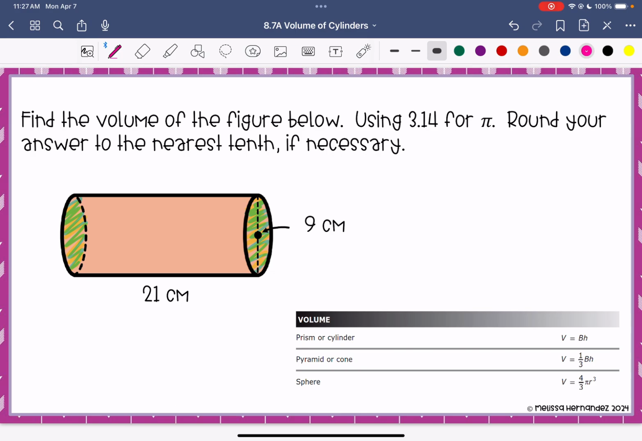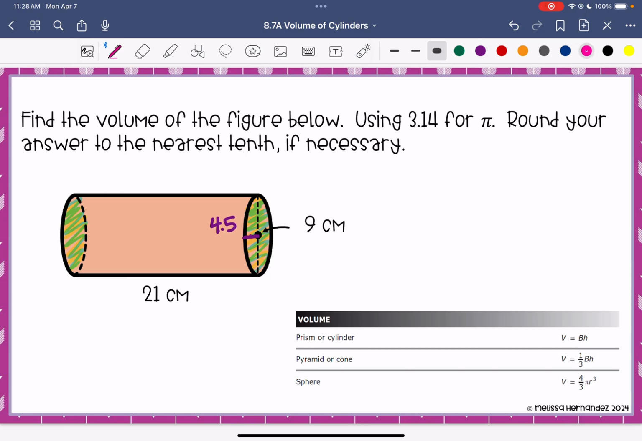Now, we're given 9, which goes from the edge of the circle through the center to the other side, which is actually the diameter. And so if you recall your memory, we don't use diameter to find area of a circle. We actually use the radius. So what I'm going to first do is label the radius as 4.5. All right, now I'm going to go and start solving.